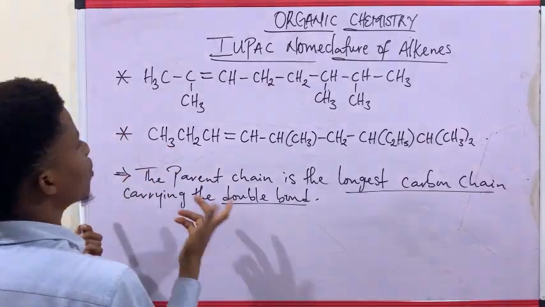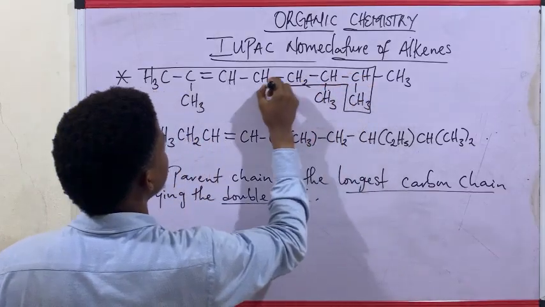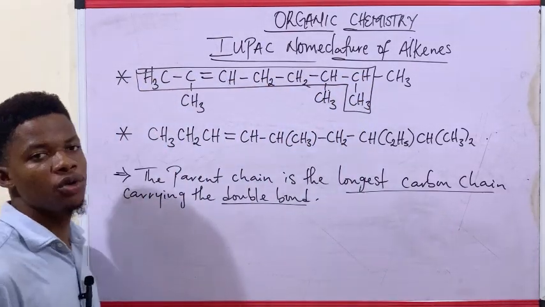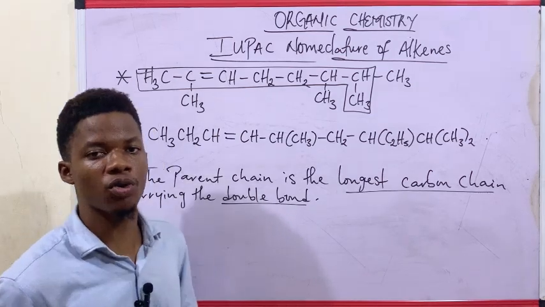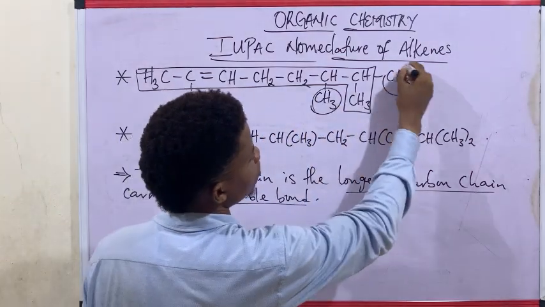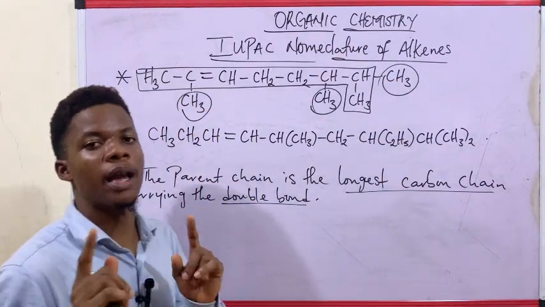So I choose to go this way. So these are the parent chain. Now those groups not part of the parent chain, they are called what? Substituents. Alright, so now time for the numbering.